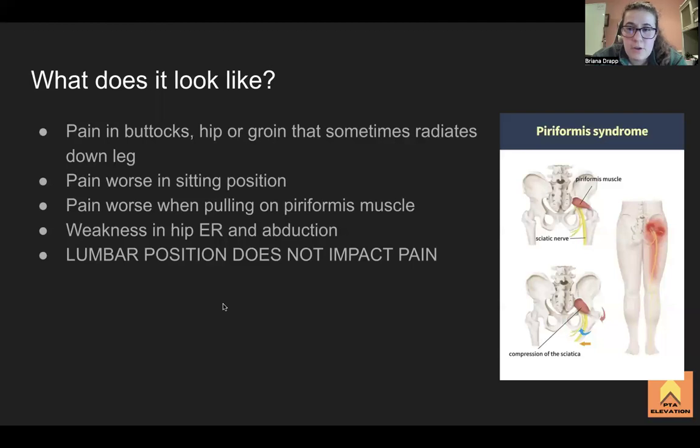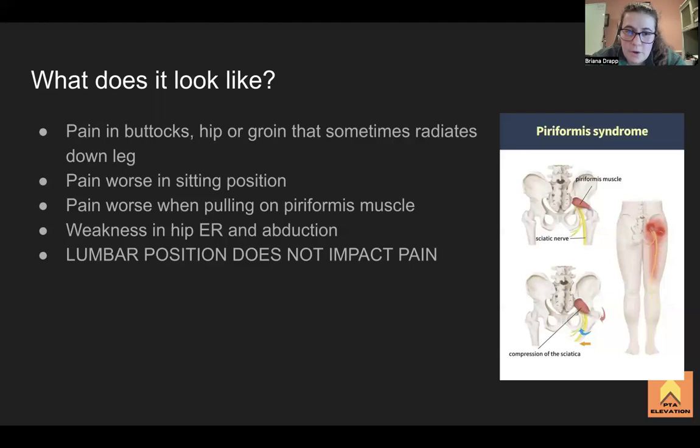So again, pain could also be worse if you're pulling on the piriformis muscle, so it gets stretched out too much, which can also be a problem. You've got to find that sweet spot of elongation without squishing it. Weakness in hip external rotation and abduction. Basically the action of the piriformis muscle performs external rotation of the hip, and when it's bent at 90 degrees, it can perform abduction of the hip. Again, those are the things that are going on with the piriformis muscle.